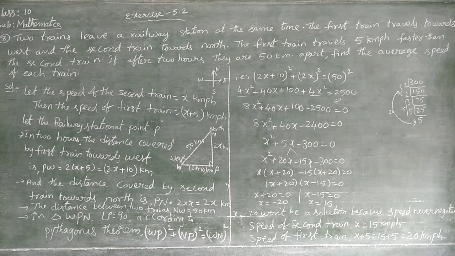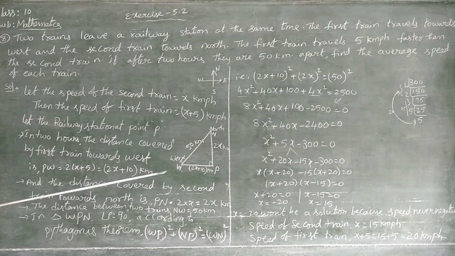In 2 hours' time, the distance between the two trains, means the two trains are 50 kilometers apart. Apart in the sense the distance between the two trains, that is NW or WN, is equal to 50 kilometers. You can join NW, then you are getting a right-angled triangle.